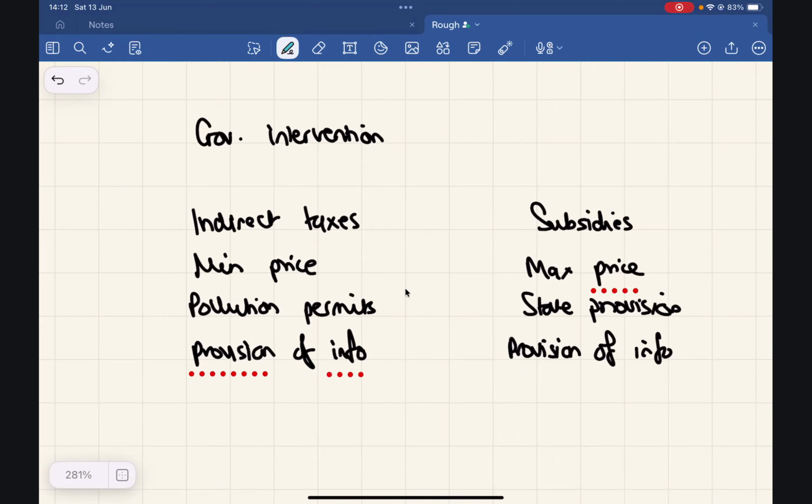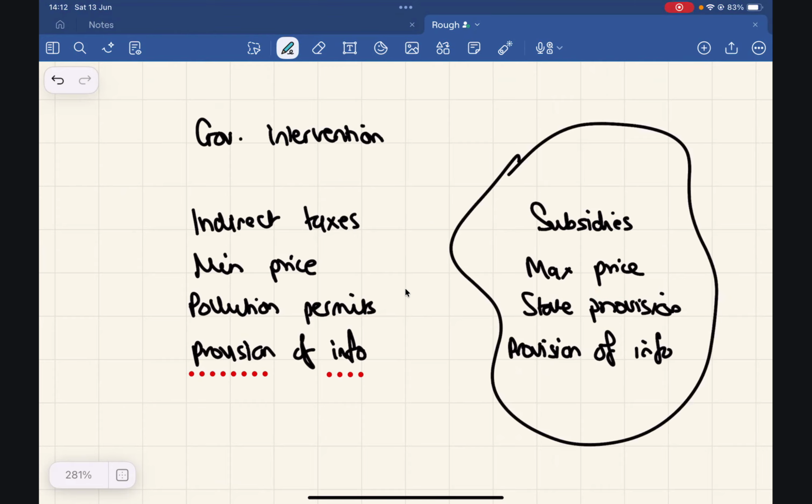So if we want to correct market failures like underproduction or underconsumption, so let's say there's not enough healthy food being produced or consumed, or there's not enough people wearing bicycle helmets, we can use these government interventions. The government can set a maximum price on bike helmets to make sure that they're really cheap and everyone can buy them. The government can subsidize bike helmets or healthy food to ensure that they're cheap enough for people to buy, right?